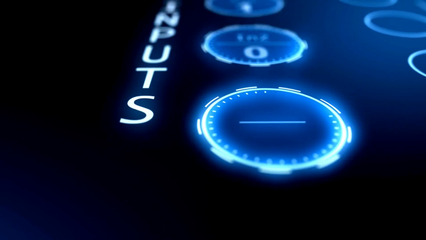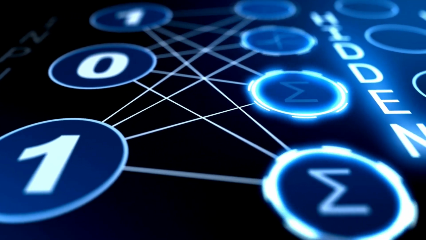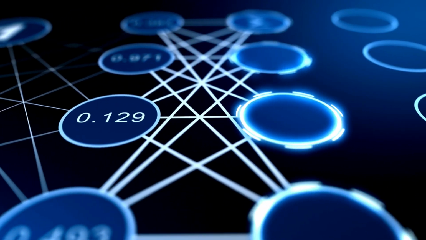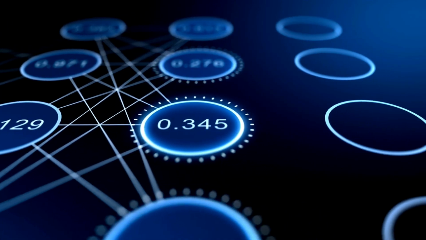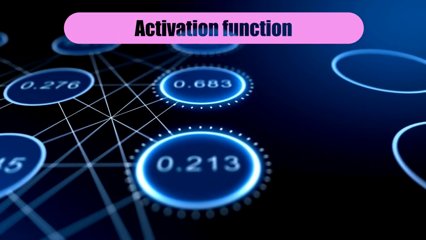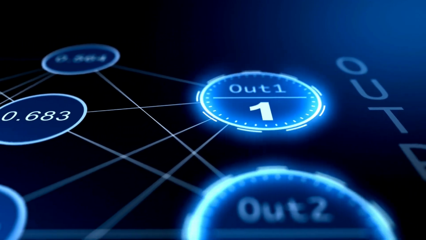Neural networks are at the heart of deep learning, and they're made up of layers of nodes, also known as neurons. But have you ever wondered how these neurons decide whether to pass information forward? That's where activation functions come in. Activation functions introduce non-linearity into the network, enabling it to learn complex patterns.